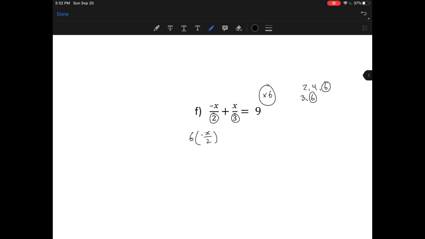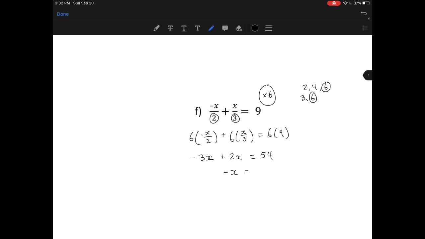So we'll multiply everything here by 6. So what will this leave us with? Well, 6 divided by 2 would be 3, and 3 times -x will have -3x plus, well, 6 divided by 3 is 2, so 2x. And that's going to equal 6 times 9, which is 54.